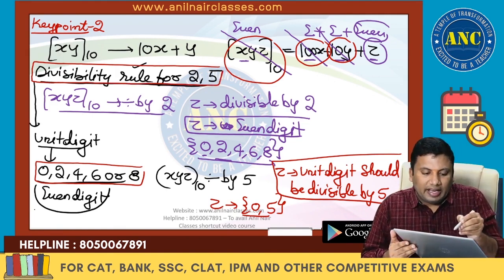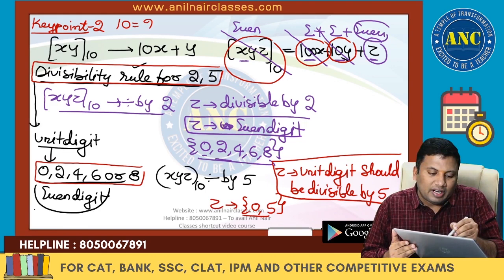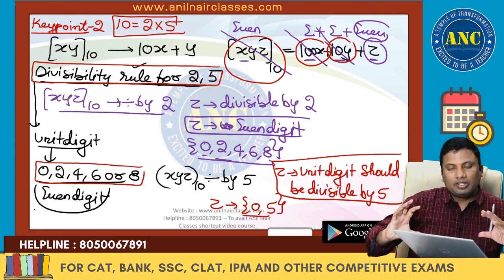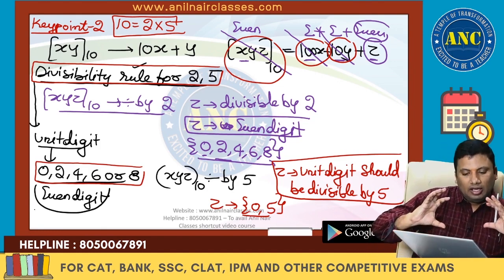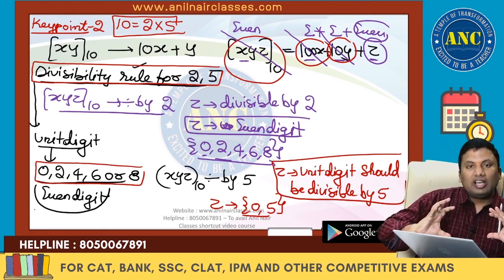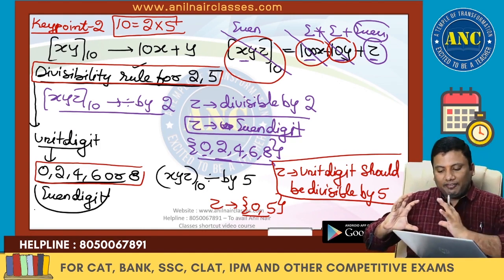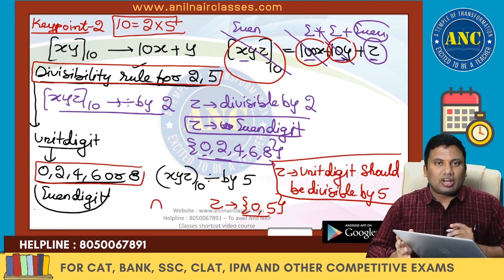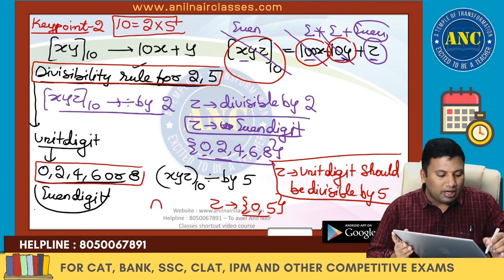Suppose I take a combination of 2 and 5. That is, 10 is nothing but 2 into 5. That means the unit digit for the divisibility rule of 2 is 0, 2, 4, 6, 8. For 5 it is 0 or 5. What is the intersection of these? What is the value that is common in both?